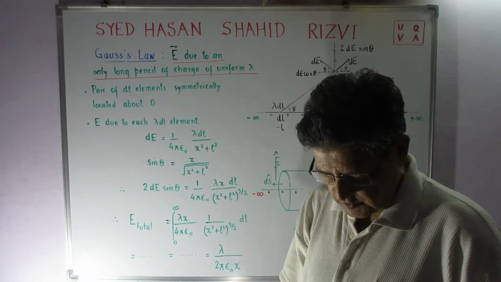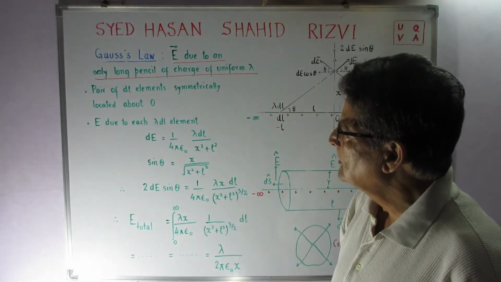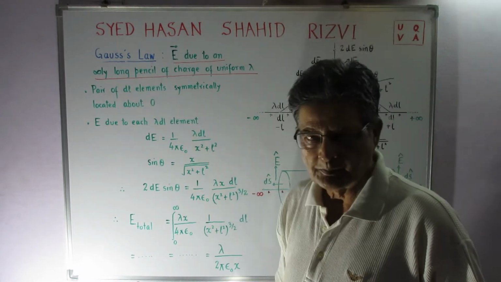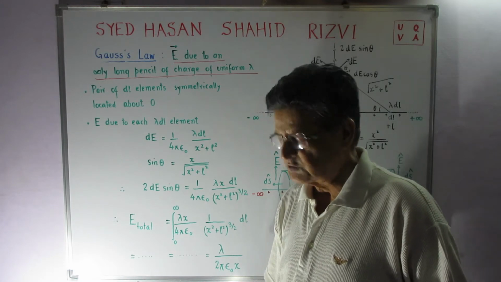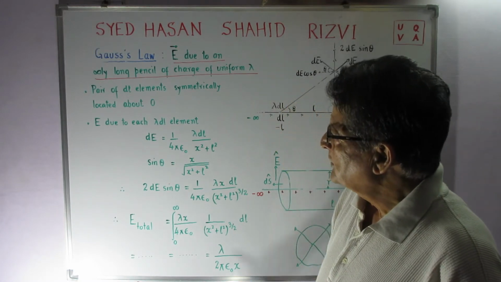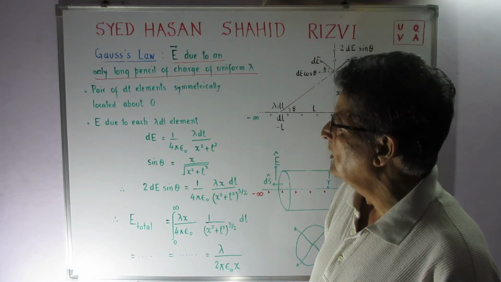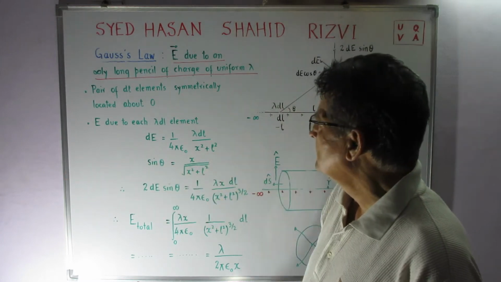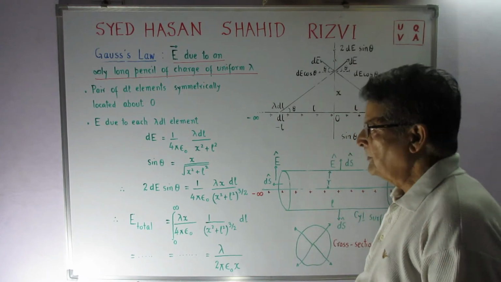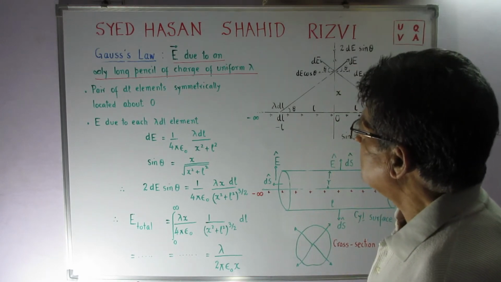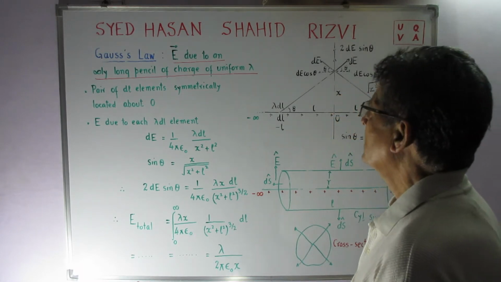Now, in today's lecture, as per my promise, we are going to look at some applications of Gauss's law, the choice of Gaussian surfaces, and how things become easy for us. In the first instance, I want to find the electric field due to an infinitely long pencil of charge of uniform lambda. Lambda means the linear charge density. I have defined it for you.